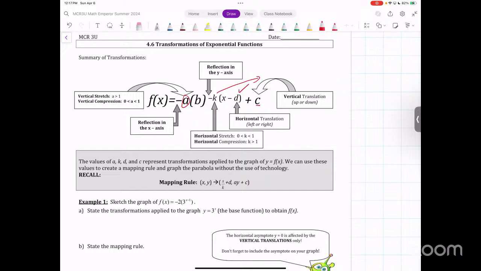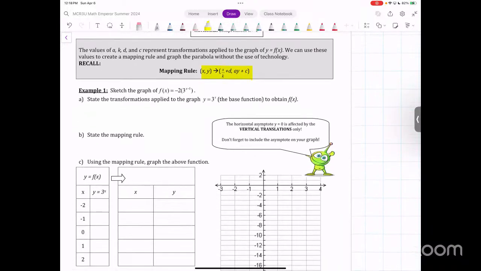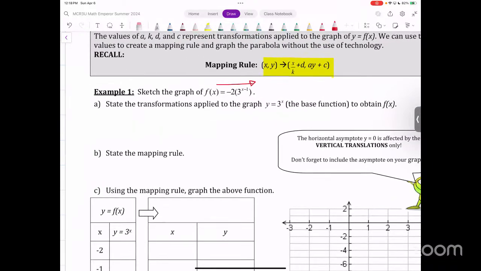Same thing again. It is going to be continual. And on mapping rule, did we learn mapping rule? Yeah, we learned mapping rule several times. So you need to memorize it: x over k plus d, ay plus c. So all we're going to do is use the mapping rule to graph it, but we're going to state the transformation. So Kavya, from left to right, can you tell me the transformation based on the numbers you see?